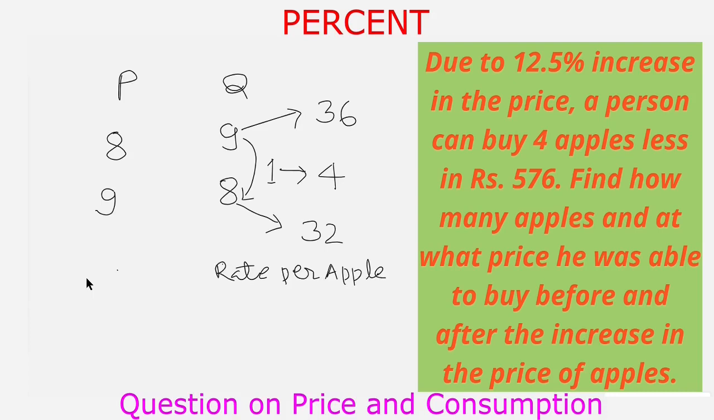Now we can find the rate per apple. Earlier we were getting 36 apples. 576 divided by 36 is rupees 16 per apple. And after the increase in price, as we are getting 32 apples, 576 divided by 32 is rupees 18 per apple. This is the price after increase by 12.5%. This way we can solve this question by both the methods. Hope you have understood the shortcut method.